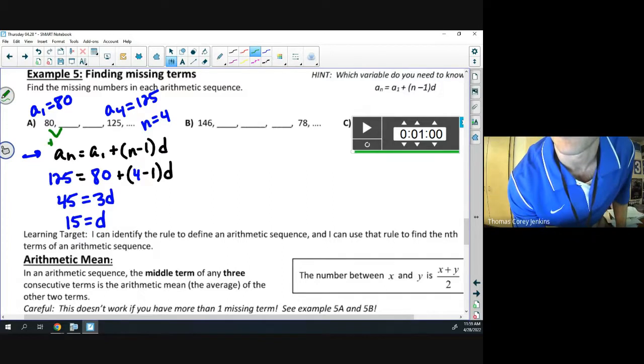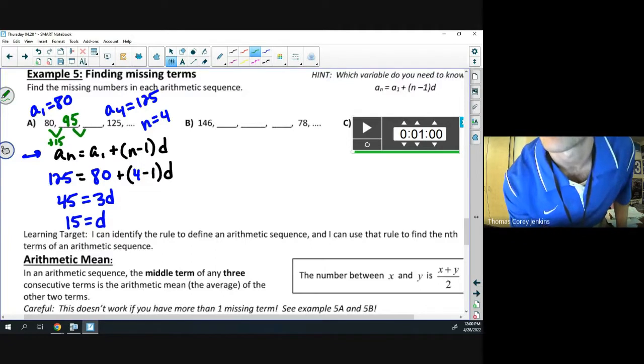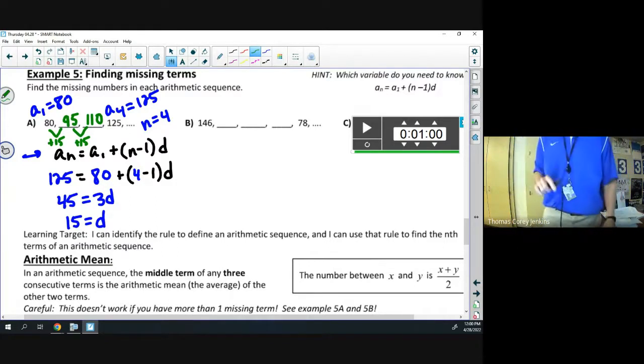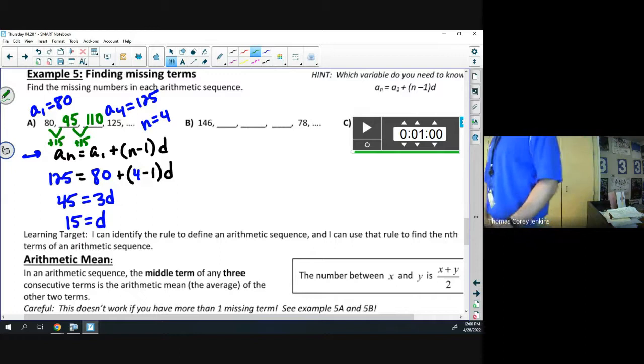Once you have that, then you just start adding 15s, right? So 80 plus 15 is our next term, 95. 95 plus 15 is our second missing term, which is 110. And then again, you can check it. Does 110 plus 15 make 125? Yes.